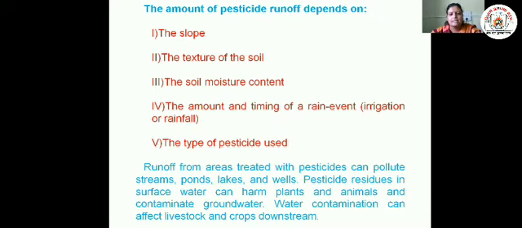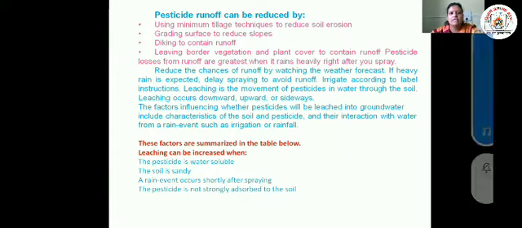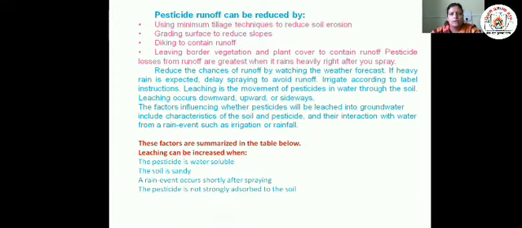Pesticide residues in surface water can harm plants and animals and contaminate the groundwater, and this water contamination affects livestock and crops downstream. We can reduce pesticide runoff by using minimum tillage techniques to reduce soil erosion. We have to control soil erosion. Then we have to grade the surface to reduce the slopes. Then dike to contain the runoff, and leave border vegetation.